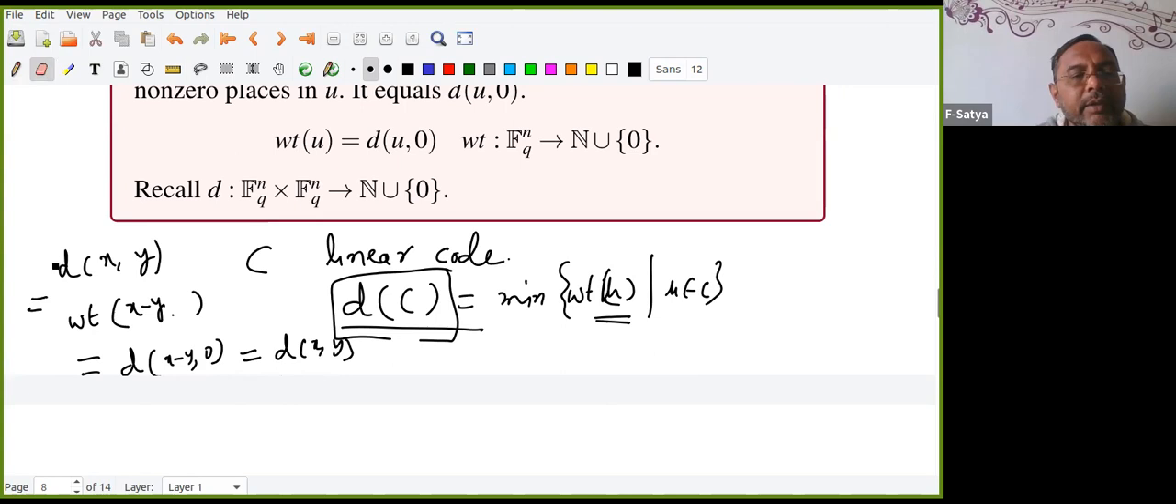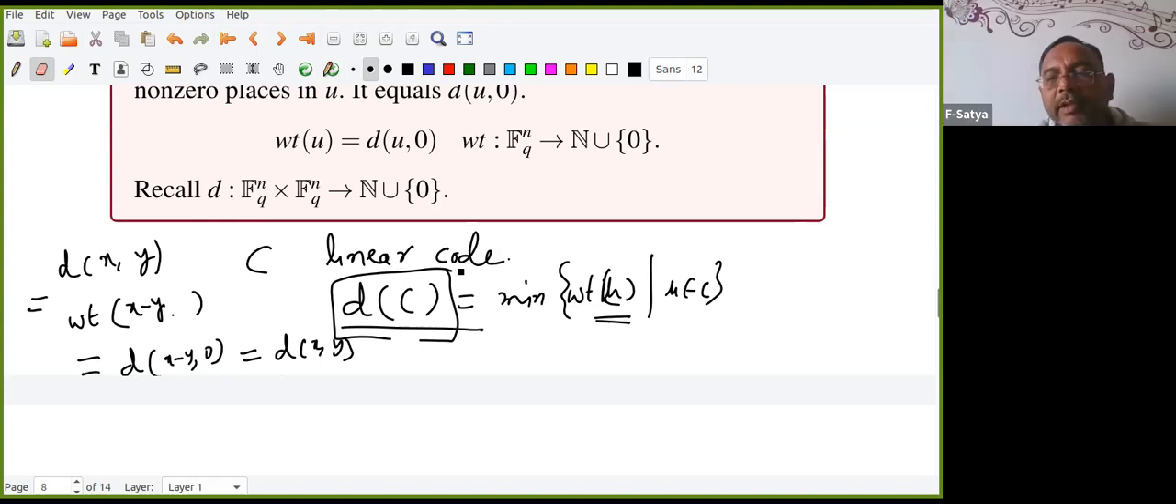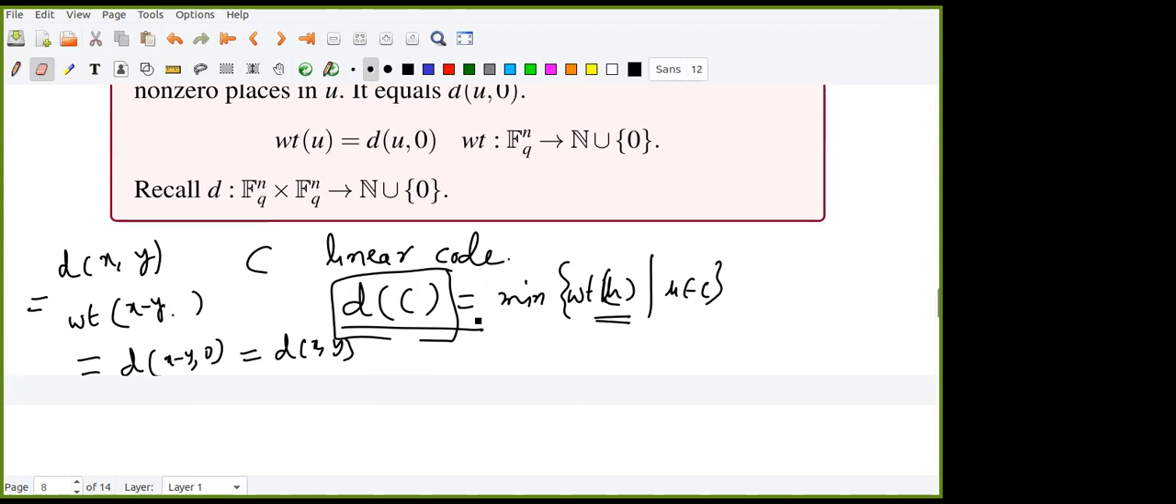So Achila, is it okay? Yes, sir. But why is a linear code required? If you tell me, then it is done. Achila, why linear code? Where are we using the linear code in this entire proof? Yeah, Achila. Okay, Amir. We need to make sure that x minus y lies in C.